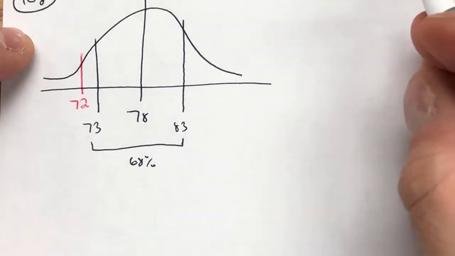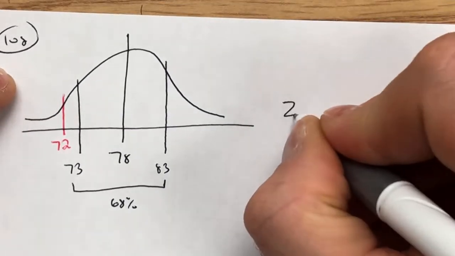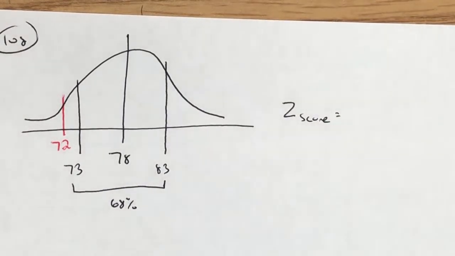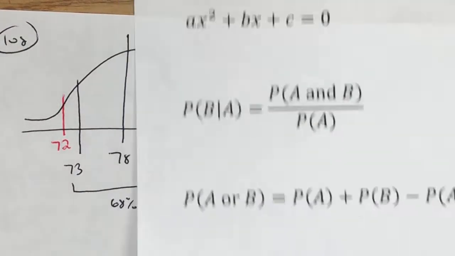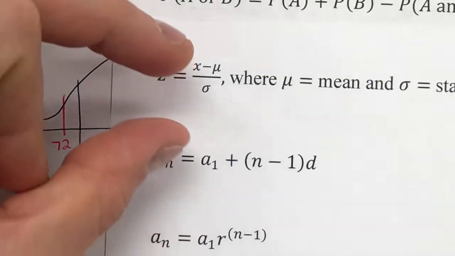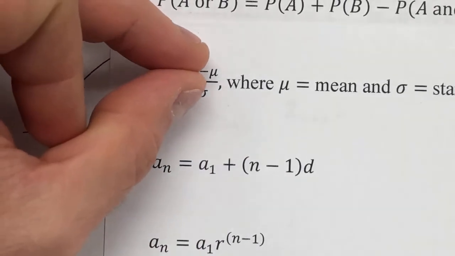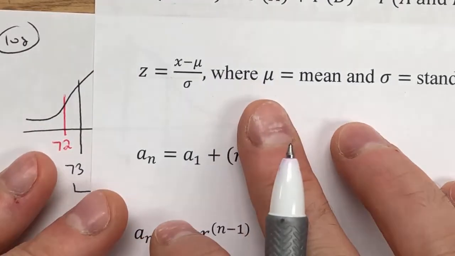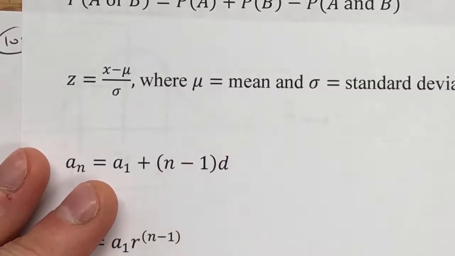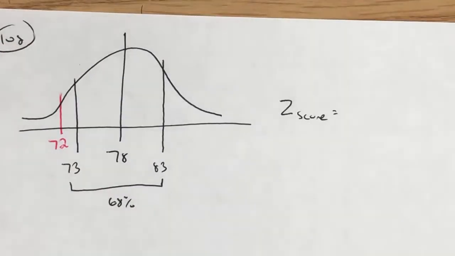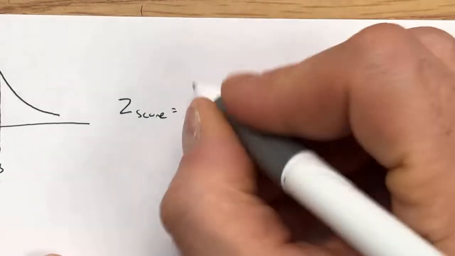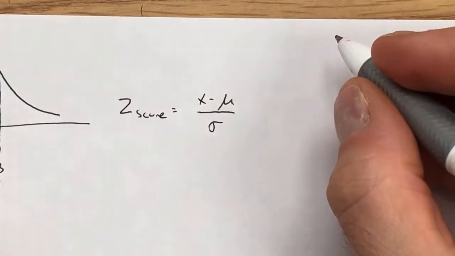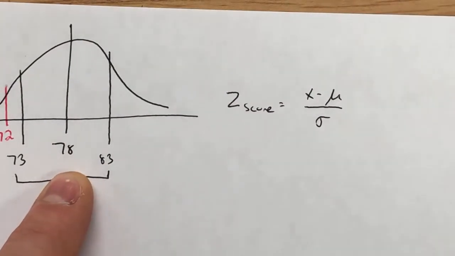Let's set up the formula for the z-score. If you forget this formula, remember that it's listed on our given formulas. The z-score is x minus mu over sigma, where mu is the mean and sigma is the standard deviation. So we have that set up.